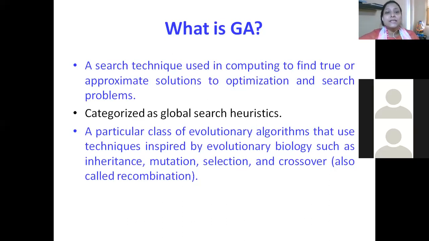Now, this genetic algorithm is categorized as a global search heuristic, because we have a global search space, and from everywhere we can start to find our optimal solution. This is a particular class of evolutionary algorithms, because I have already told that there are many, many optimization techniques. GA is one of them. This is a particular class which uses techniques inspired by evolutionary biology.